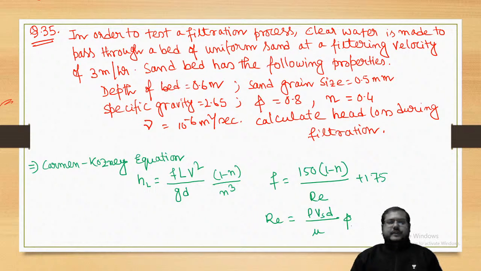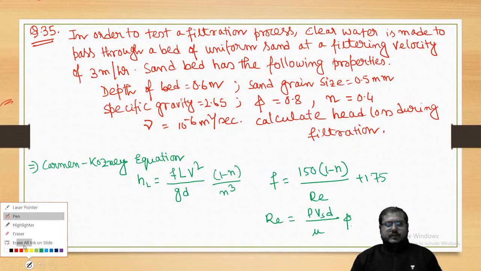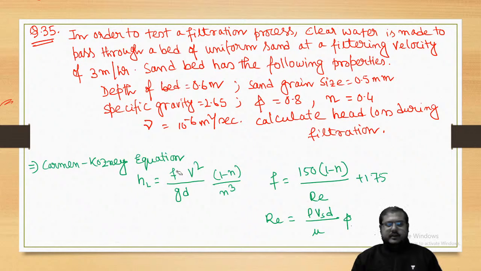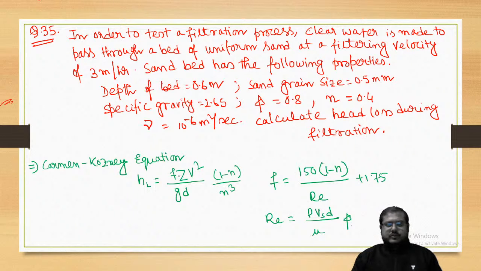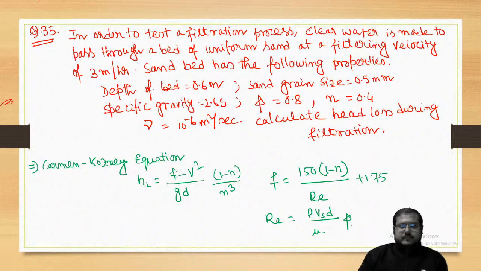So that is the process. So first you need to apply this. Everything is given, so just writing the terms. Actually, here though I write L, it should be Z. Then you can understand the same thing. It should not create confusion. So here Z is what? Depth of filter, it is given as 0.6 meter.